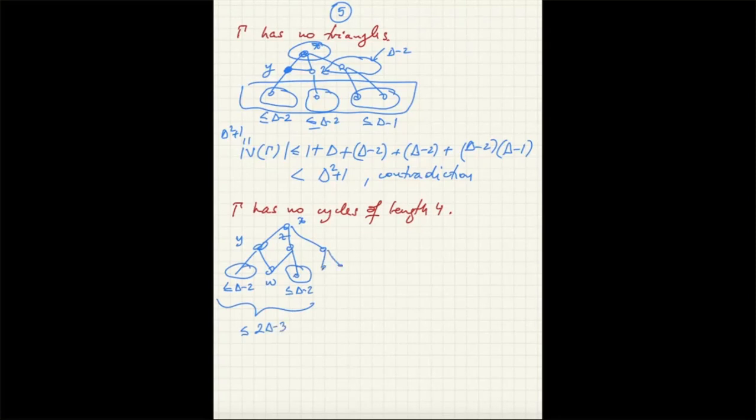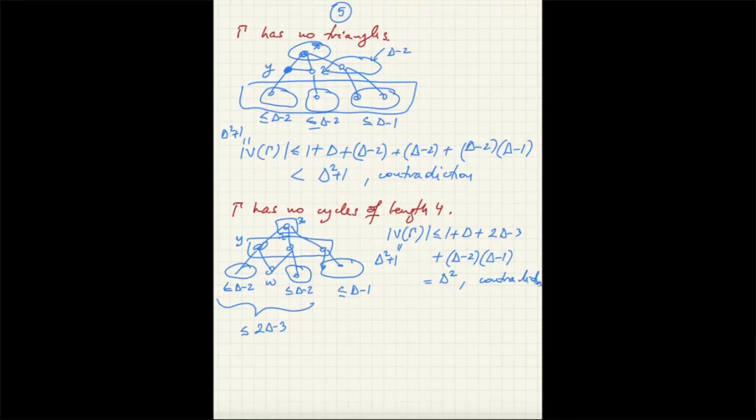Other vertices could be fine. They could have at most delta minus 1 vertices going down. And when you do the count now, we get that the number of vertices in gamma, which we know is delta squared plus 1, is at most 1, which is the vertex X, plus delta, its neighbors, plus Y and Z going down contribute at most 2 delta minus 3, plus the remaining vertices, they're delta minus 2 of them, they contribute at most delta minus 1. And when you do the calculation here, I think it gives us delta squared, which again gives us a contradiction.